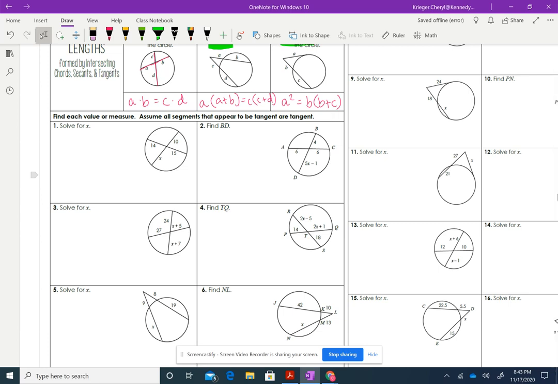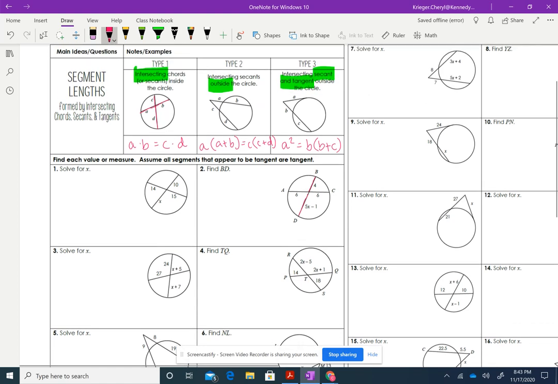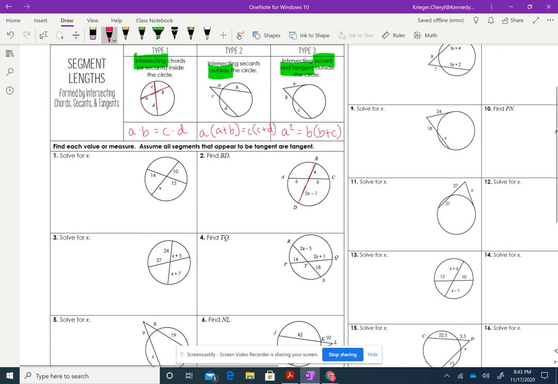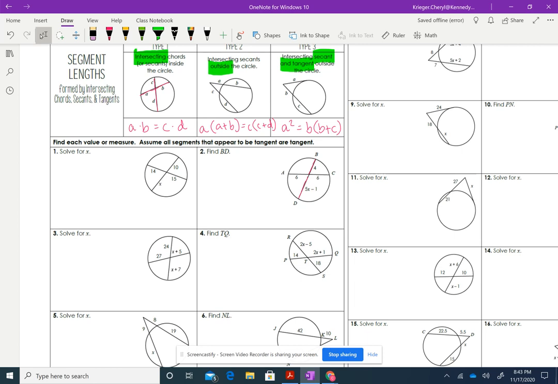Number 2 says find the length of BD, right? And we know that it's 4 plus whatever 5x minus 1 ends up being. So obviously we need to find x, and we're going to apply type 1 here, intersecting chords. So we'll say 6 times 6 equals 4 times this quantity, 5x minus 1.